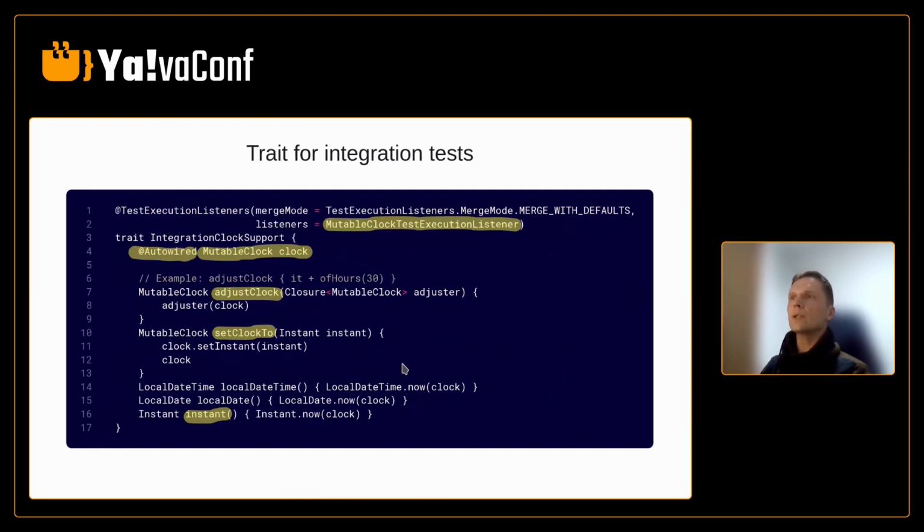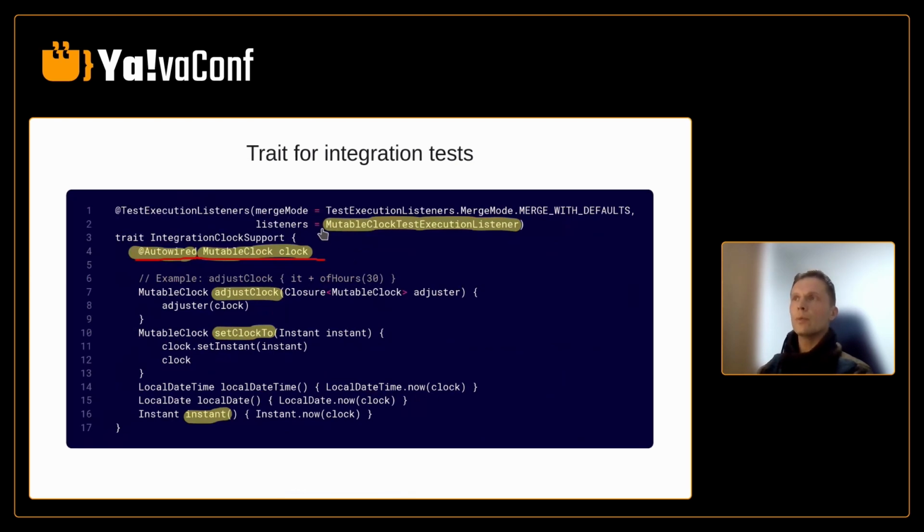Let's take a look at the trait for integration test. This one looks almost identical to the one for unit test. The difference is that we don't create a mutable clock by ourselves, we auto-wire it from Spring. That's the one auto-wire configuration we showed before. There is one more caveat: because we work with Spring, there is an application context and there is only one single clock. And because many tests share the same application context, it means that one test can manipulate the clock of another.